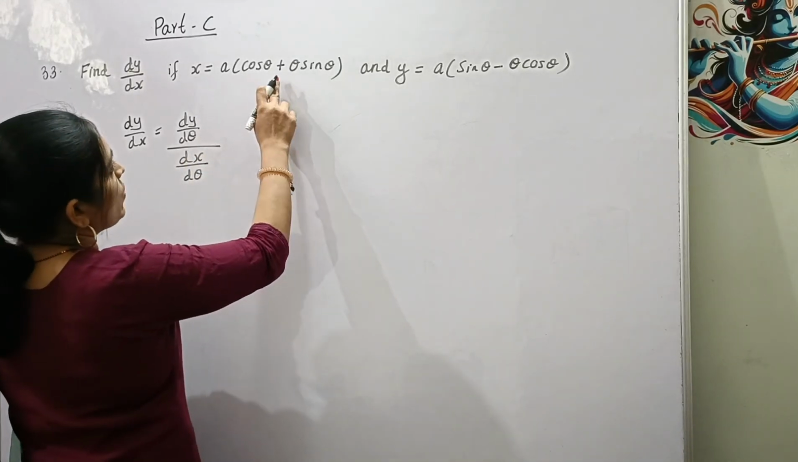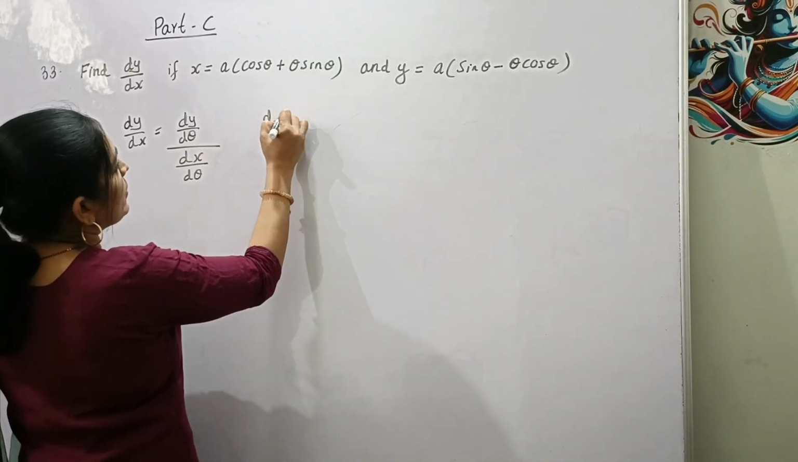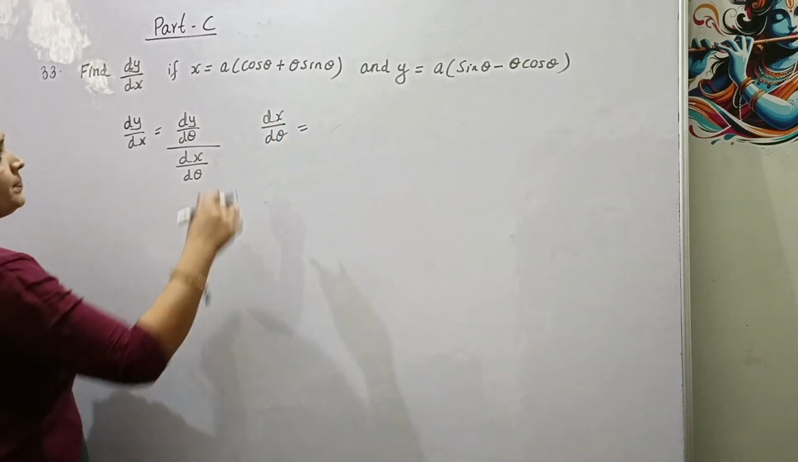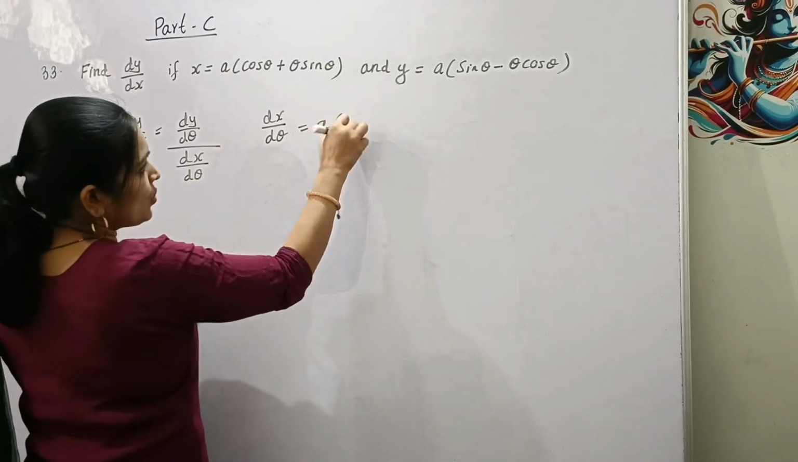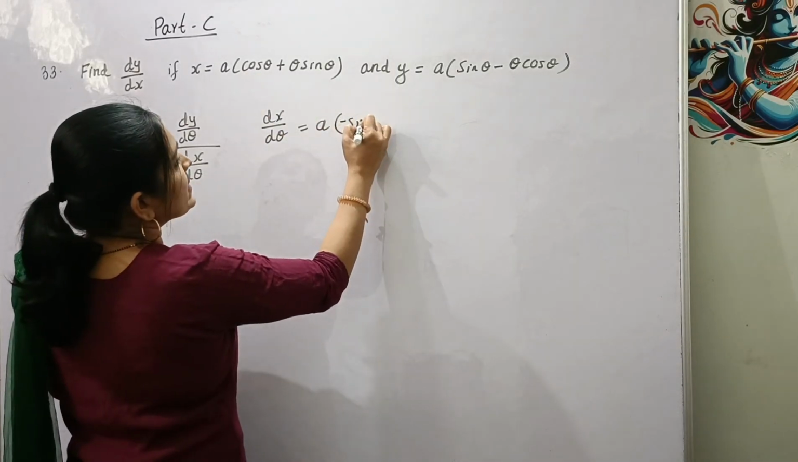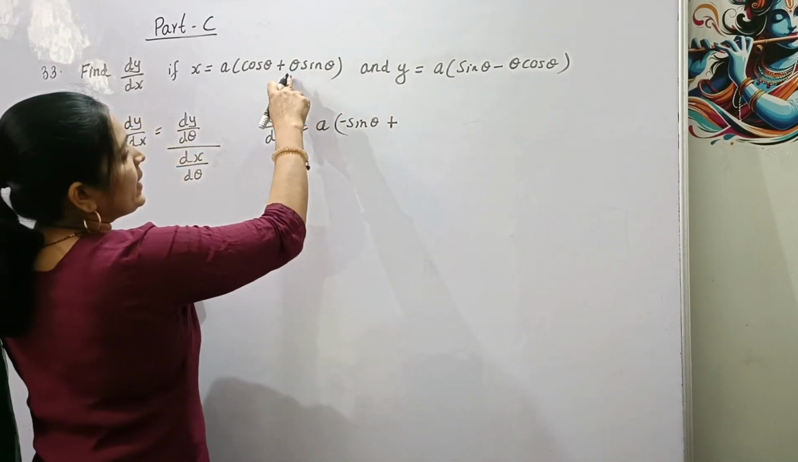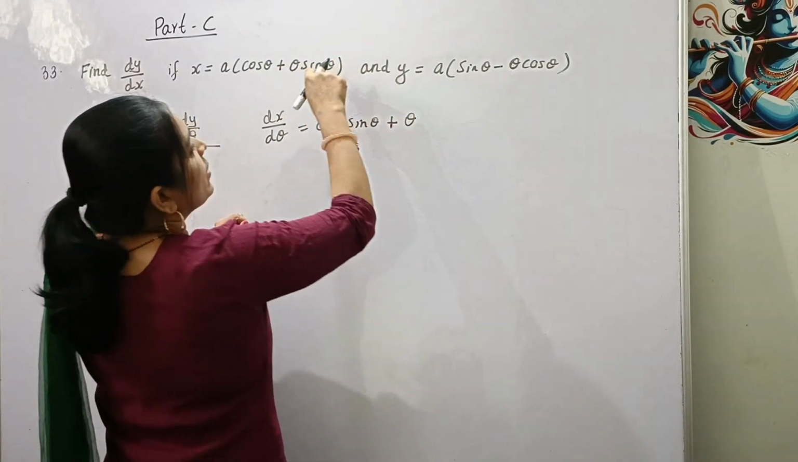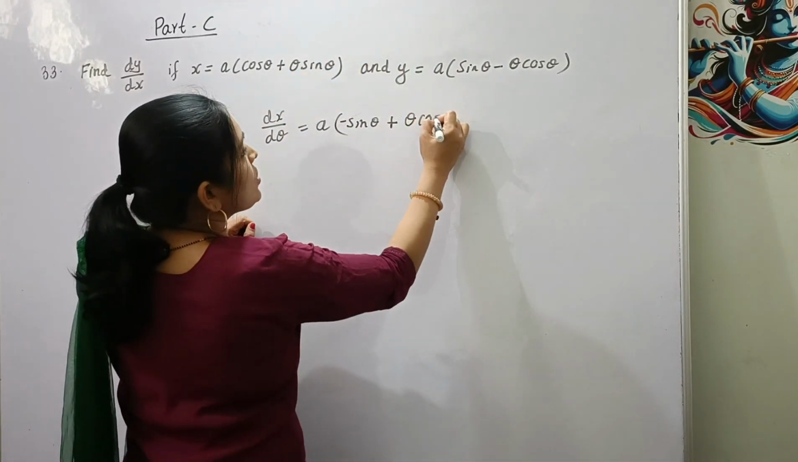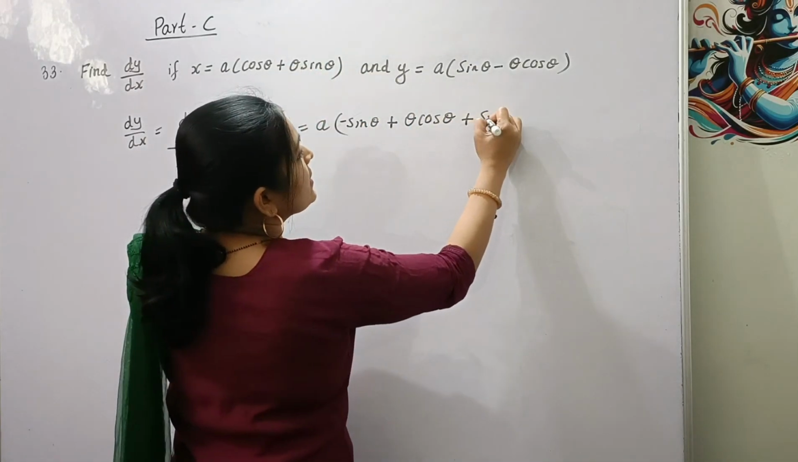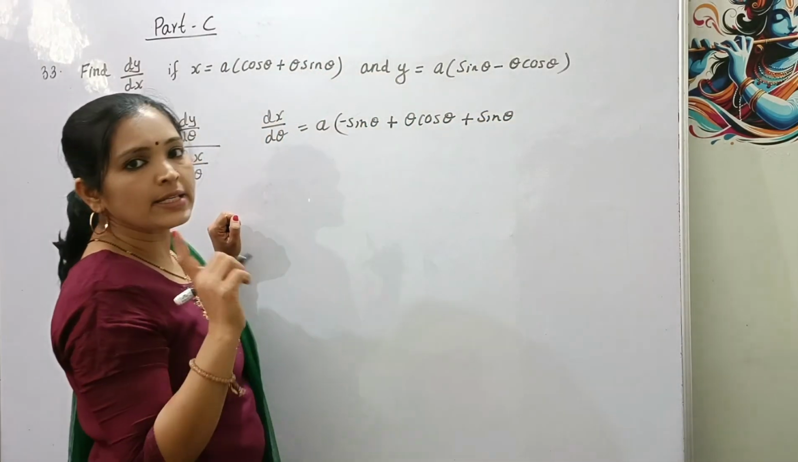X is equal to a cos theta plus theta sin theta. Then what is dx by d theta? Differentiate with respect to theta. That is a into constant, into derivative of cos theta, which is minus sin theta, plus here apply the product rule. First function theta into derivative of sin theta, cos theta, plus sin theta into derivative of theta with respect to theta, that is 1.